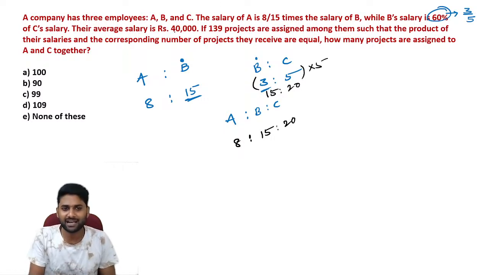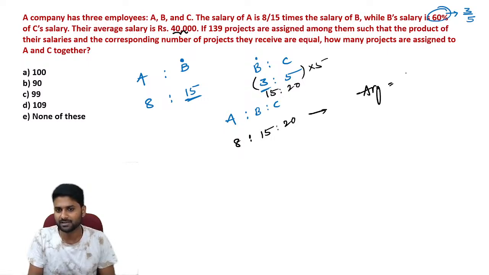And the average salary is 40,000. See, what about the average? Average is all about the sum of observations divided by the number of observations. Just go through how many units of average they got. 8 plus 15 plus 25. Now the sum of these values: 8 plus 15 is 23, plus 25 is 48, divided by 3 is equal to 16.